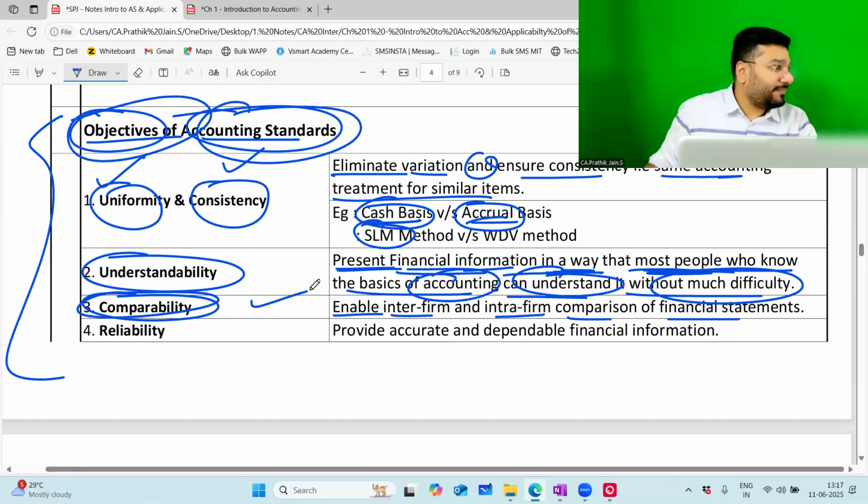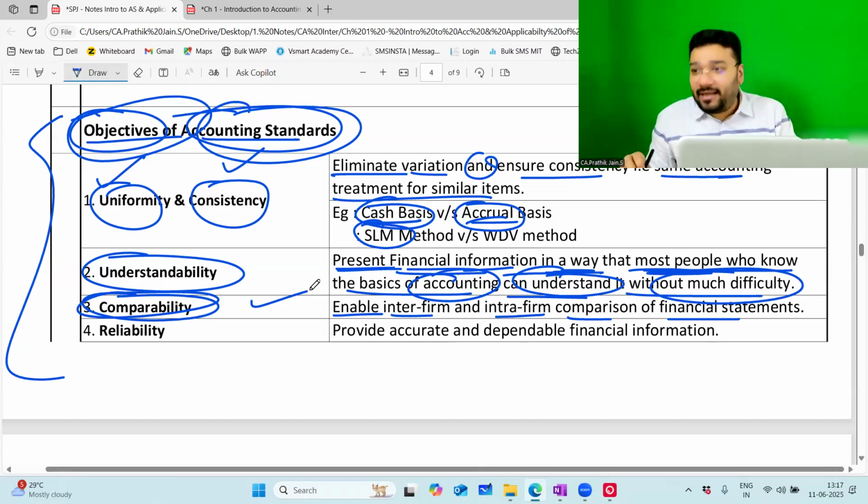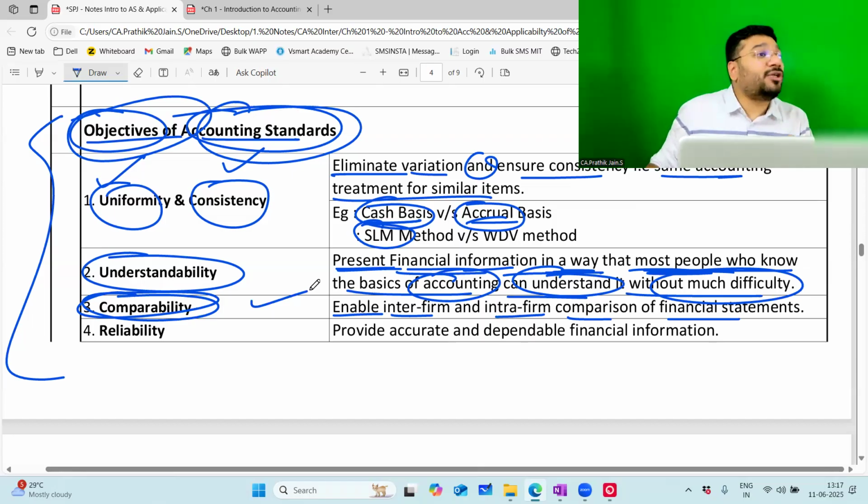When I did GAAP, I told you, I want to compare my data of the current year with the previous year. I want to compare my data with competitors' data. So therefore, accounting standards should enable comparison, which means what? Whatever accounts you're preparing should be prepared on a uniform accounting standard, so that I can compare my data of the current year with the previous year, and I can compare my data with the competitors' data. So both the data should be based on uniform accounting standards.